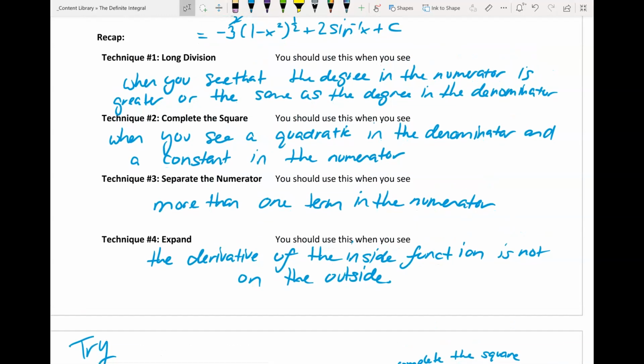So in the next page, I have 4 questions that you can try on your own. And then when you're ready, press play to see the solution.